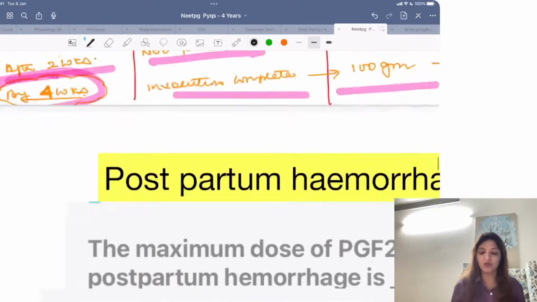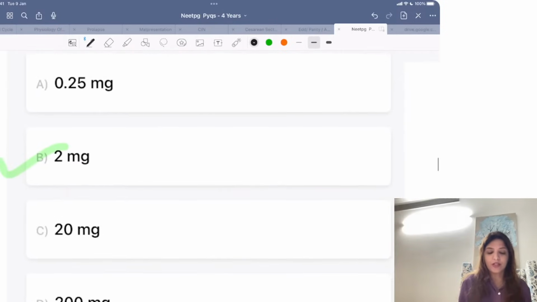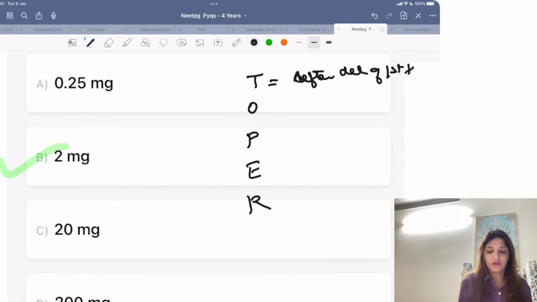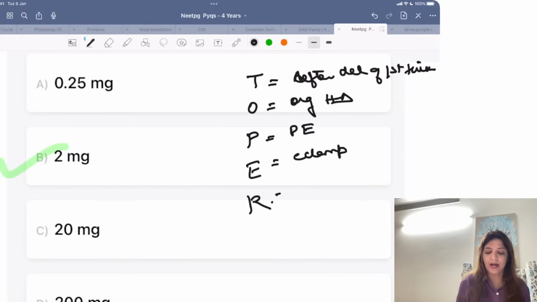Okay, now let me come to your queries quickly. TOPER. T stands for after the delivery of first twin. Methyl ergometrin is contraindicated. O stands for any organic heart disease, in other words, any heart disease. Pre stands for preeclampsia. E stands for eclampsia, and R stands for RH negative pregnant females.